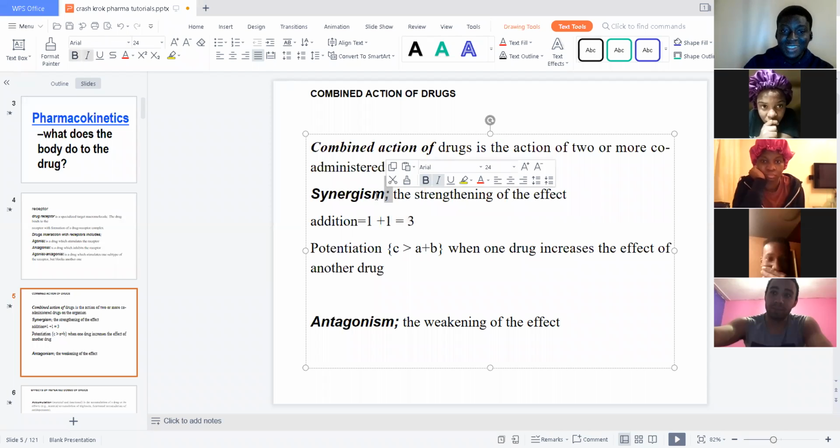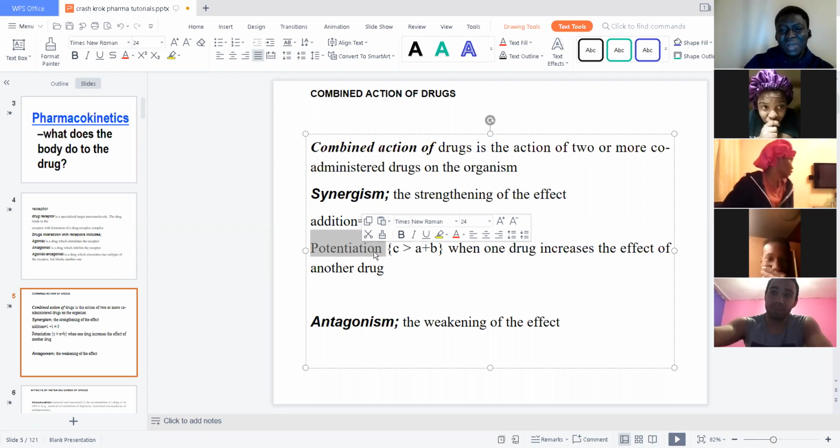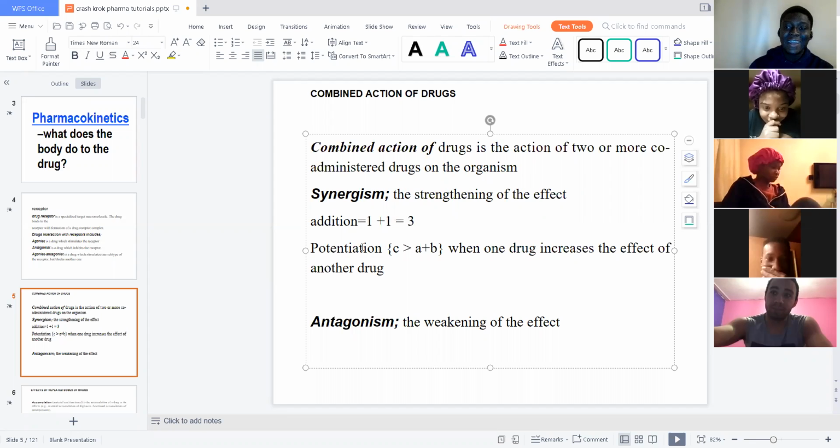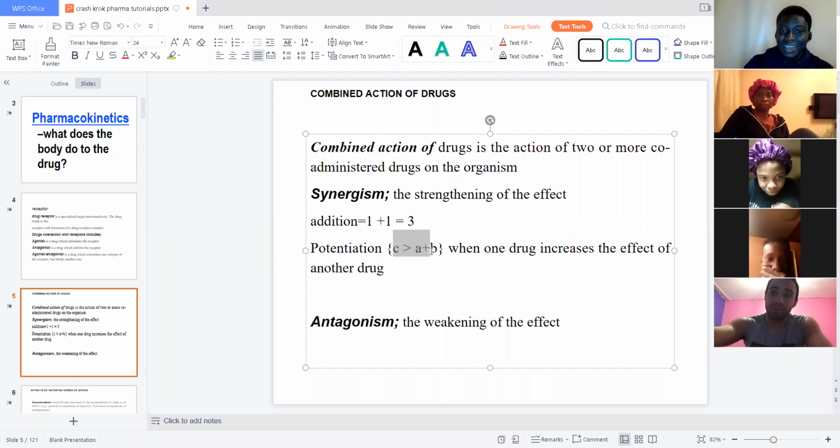So that's synergism. The next is potentiation. Potentiation is similar to synergy, but it's different. For potentiation, one drug enhances the effect of the other drug. So drug A enhances the effect of drug B. You can see here from this reaction, C equals A plus B, so drug A is potentiating the effect of drug B. Next is antagonism. This is when it opposes the effect, so it weakens the effect. It's the opposite of synergism.